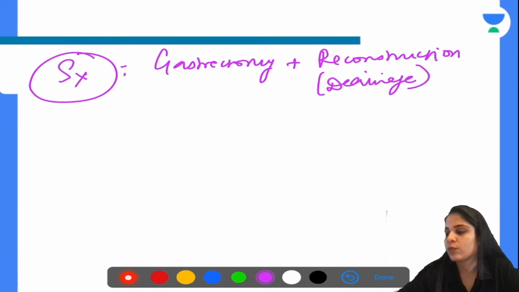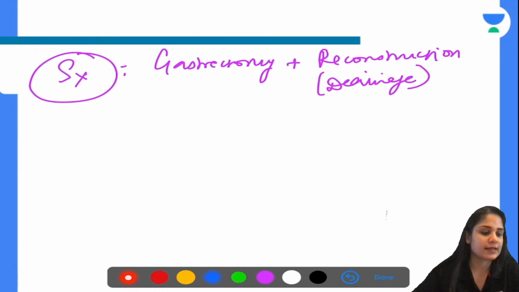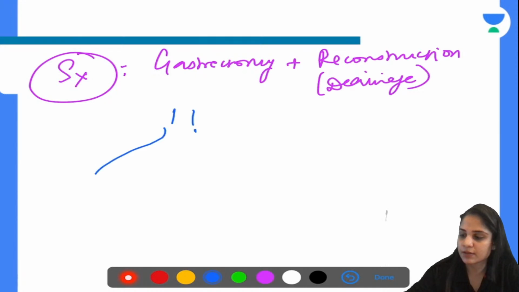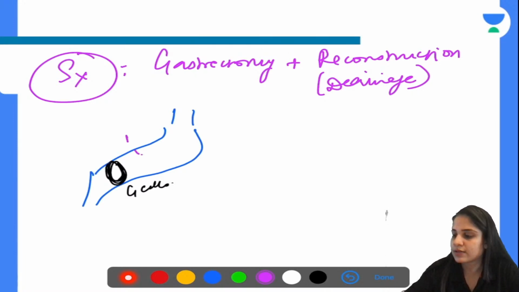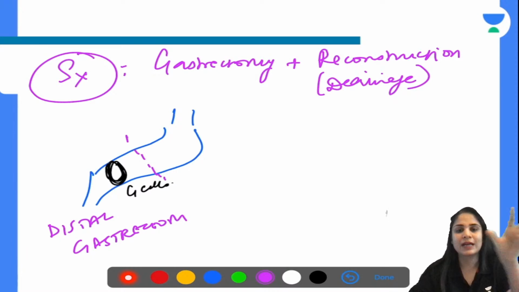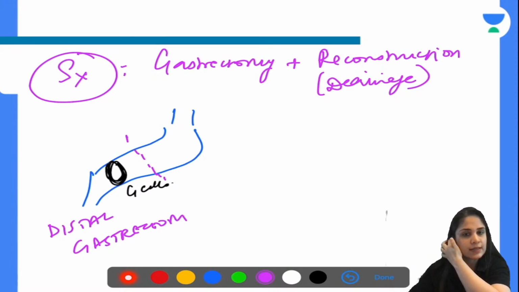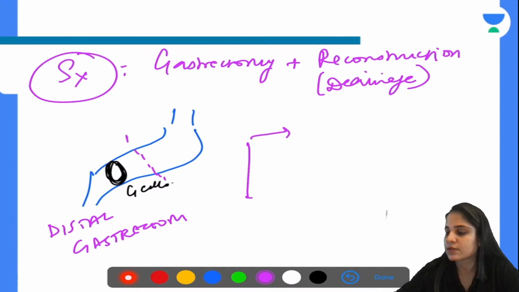Now, what is the gastrectomy? Proximal or distal gastrectomy? This is your stomach. This is the antrum part that contains the G cells, the cells that produce gastrin. So you do a distal gastrectomy. Now you have to connect this proximal part of the stomach to drain the food into the small intestine, correct? So you have two options, and from these two options we have two surgeries: Billroth 1 and Billroth 2.